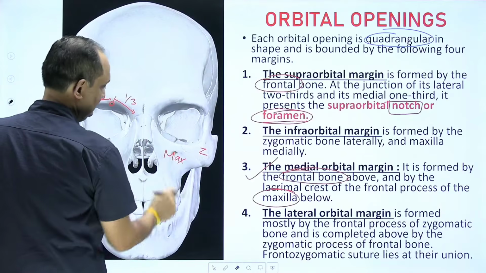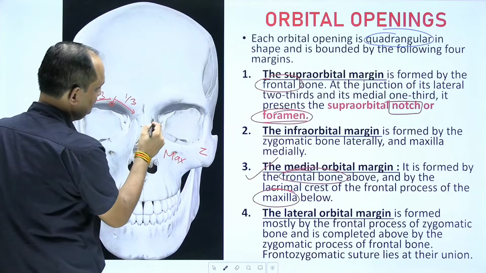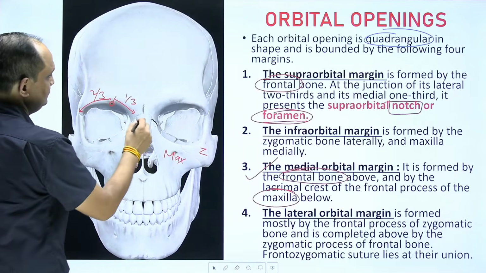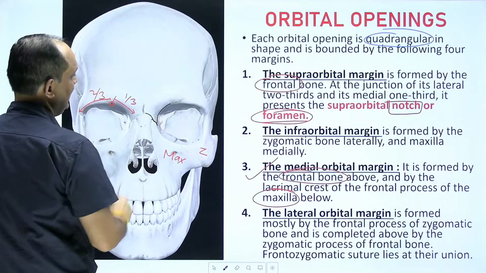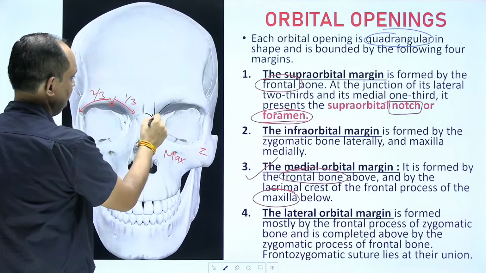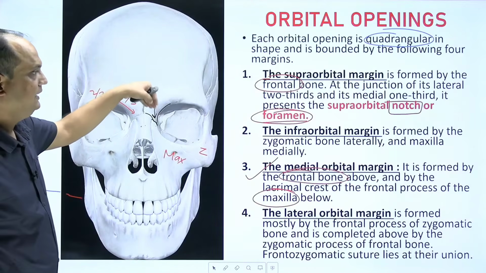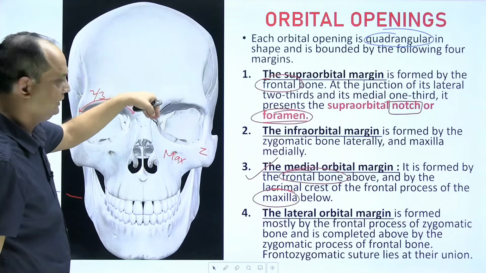Now if you will see the medial margin, on this medial margin, first you have to see for the suture line. Now this is the suture line. Now above this suture, you will have this projection of the frontal bone, and this projection is going to make a joint with the maxilla. That's why this process is known as the maxillary process of frontal bone.